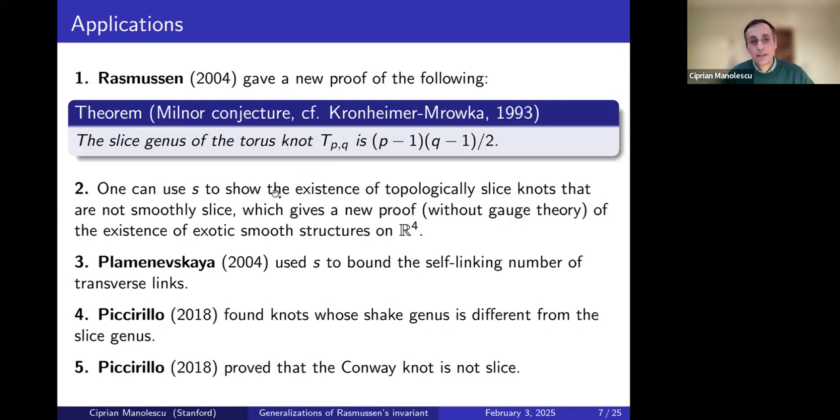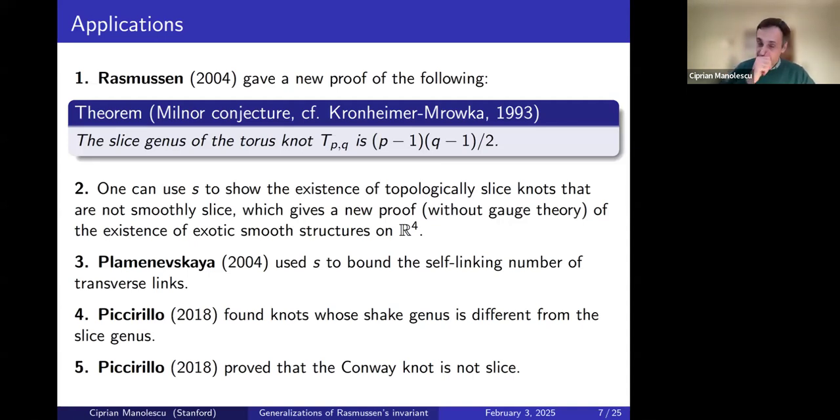Yes, and then you can also use s to show the existence of topologically slice knots that are not slice in the smooth sense. You just exhibit a topologically slice knot. Alexander polynomial 1 implies by Freedman that it's topologically slice, but then if s is non-zero, then you know it's not slice in the smooth sense. And topologists knew that once you have such a knot, then you can show the existence of exotic smooth structures on R4.